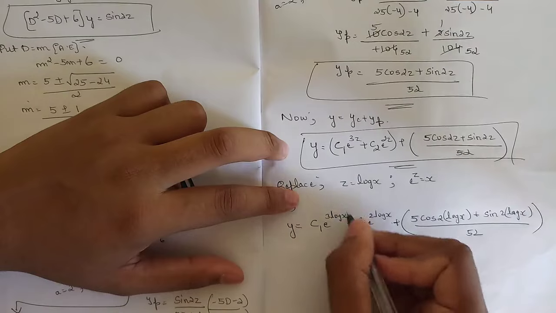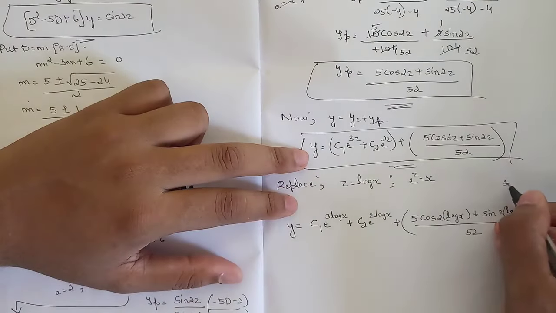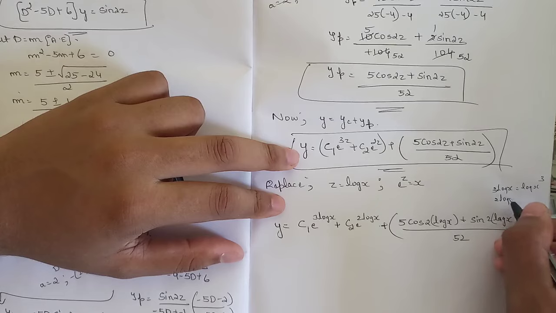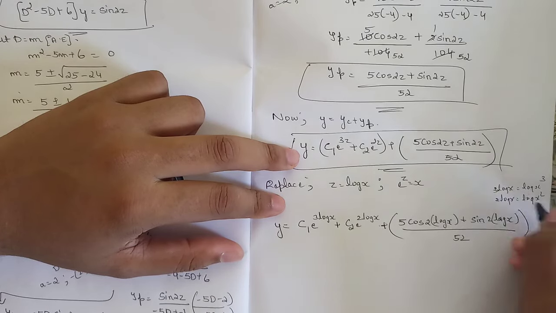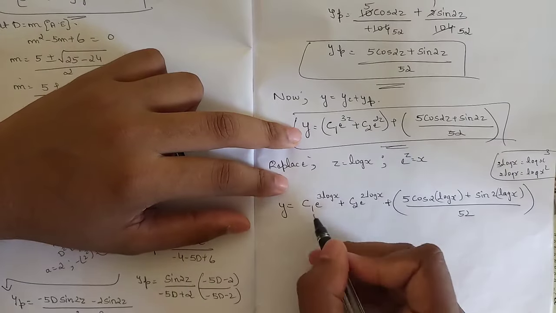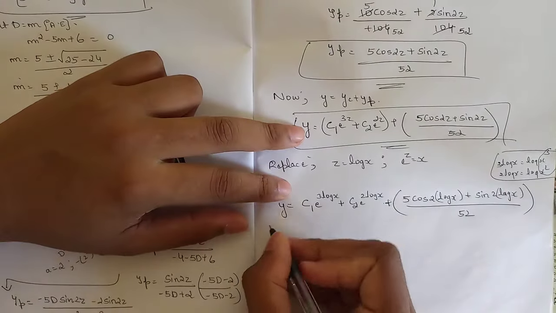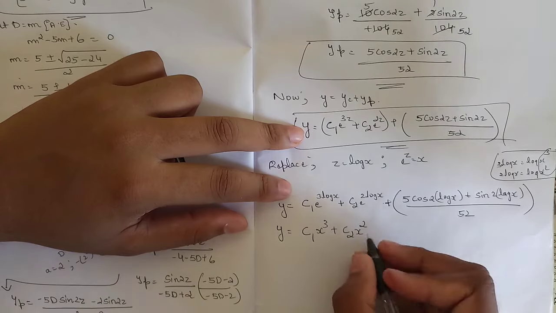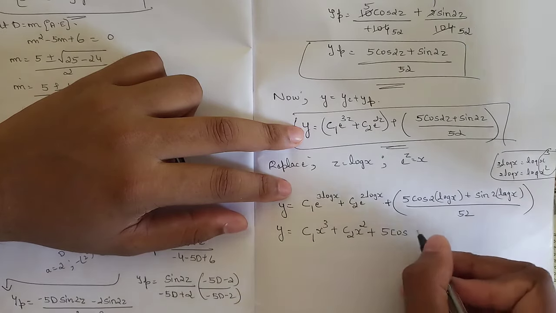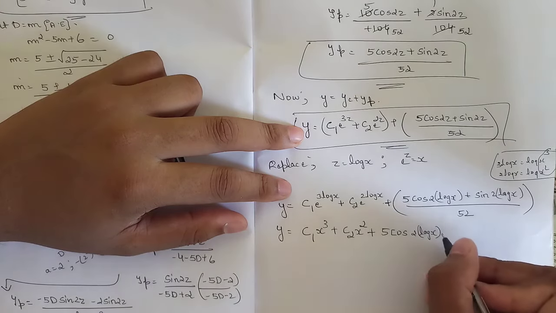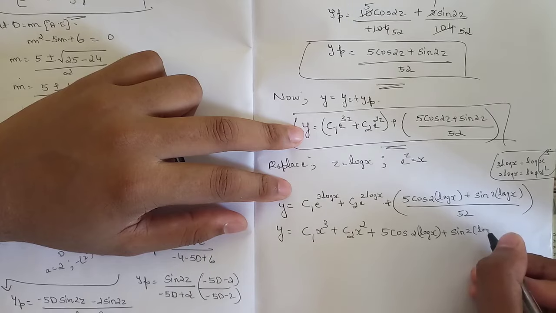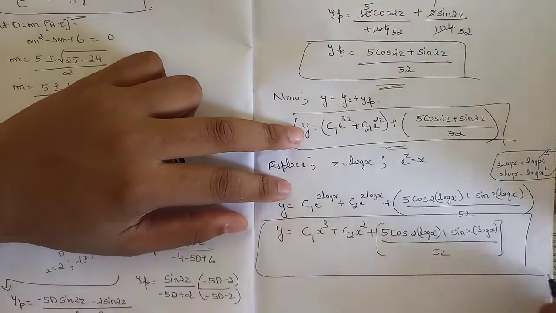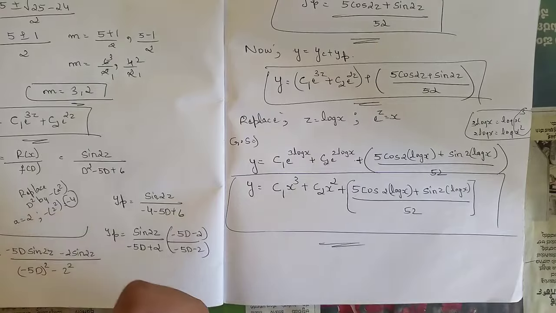Okay, so now we can do a few substitutions here. We can write 3 log x as log x whole cube and 2 log x as log x square, right? So after substituting that, we can cancel e and log, so our left out terms are x cube and x square. So we can write it as c1 into x cube plus c2 into x square plus (5 cos 2 log x plus sine of 2 log x) divided by 52. So this is your general solution.